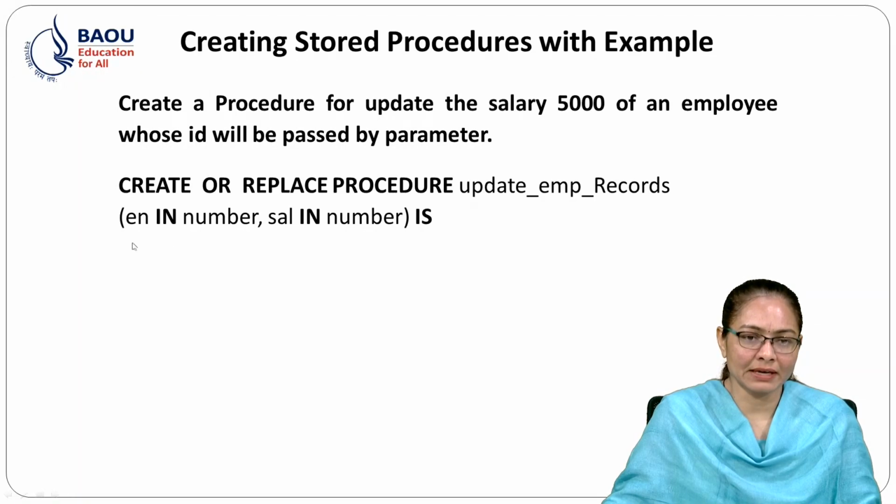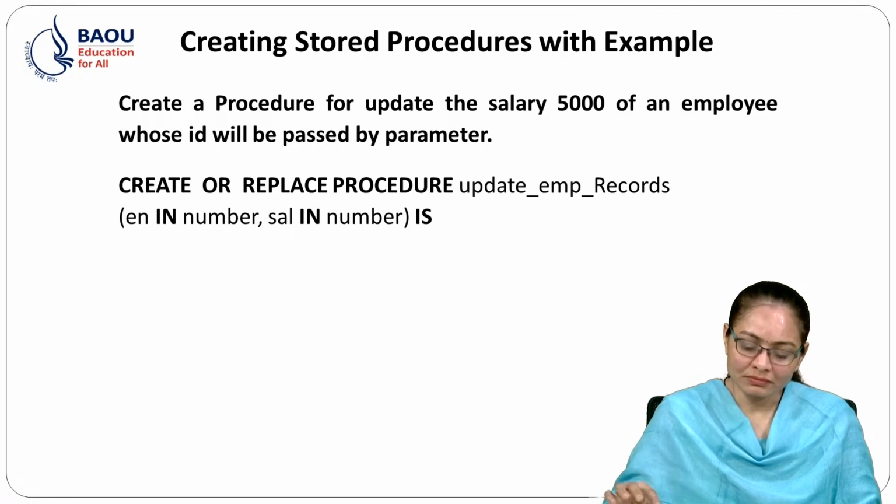EN is a variable name. IN is a parameter mode which is used to accept the value, and then NUMBER is the data type. Same as the salary, SAL is a variable name. IN is a parameter mode which is used to accept the value from the user and store it in salary, and then it is defined as a number. Then IS. For accepting the value, both variables EN and SAL are defined as IN parameters.